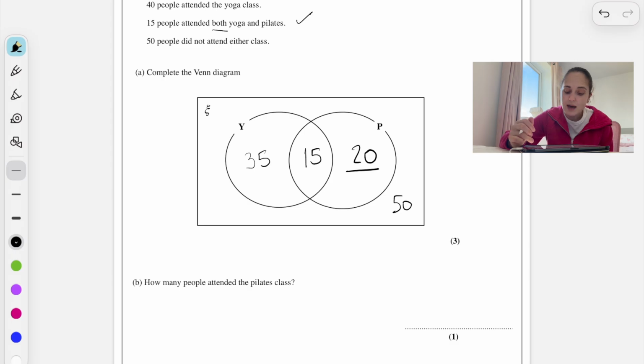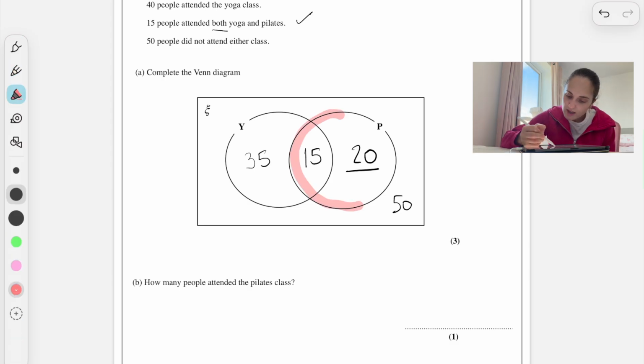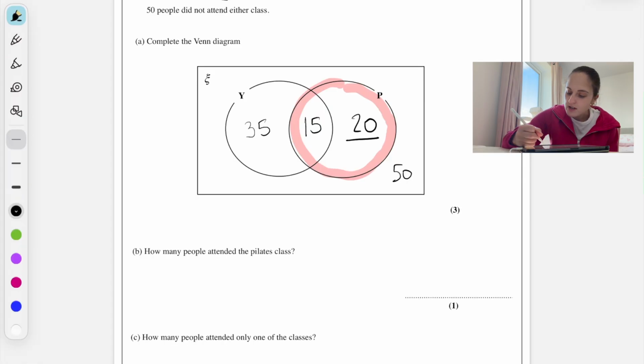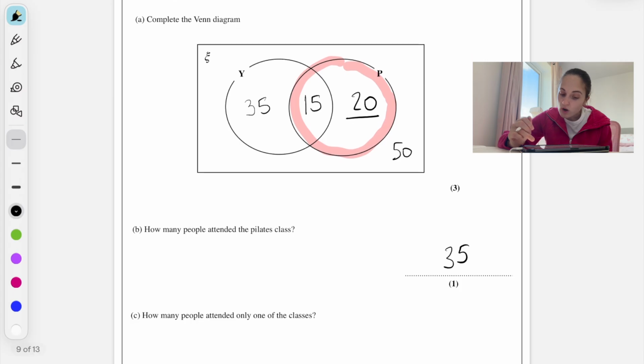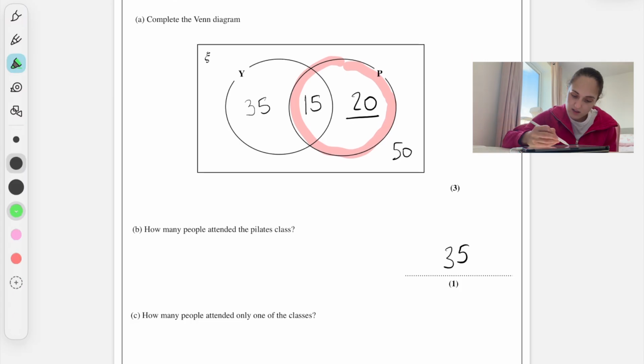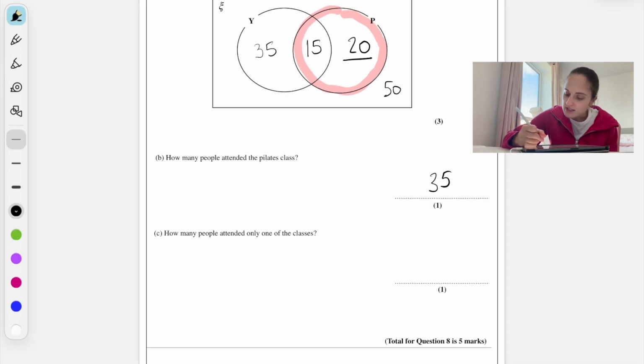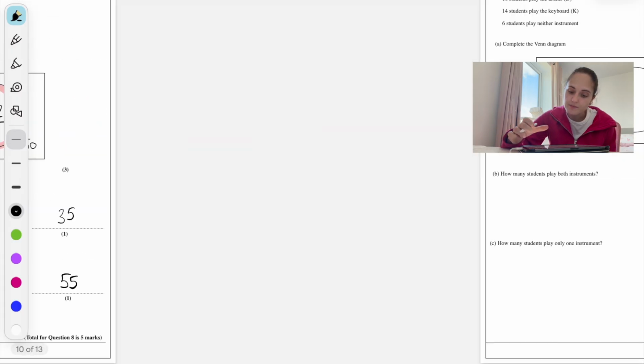So the next part, it says how many people attended Pilates. So Pilates is this entire circle here. So 35 people attended Pilates. How many people attended only one of the classes? So that's going to be these people here and these people here, because those people just attended either yoga or Pilates. They didn't attend both. So it's going to be 35 plus 20. So 35 plus 20, that is 55. And that is the answer to this question.